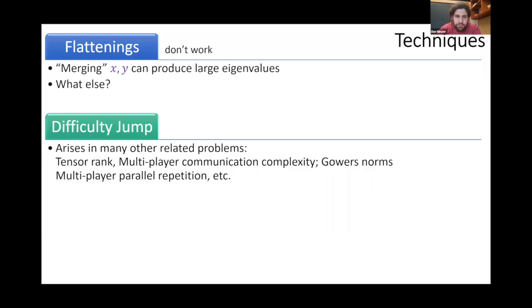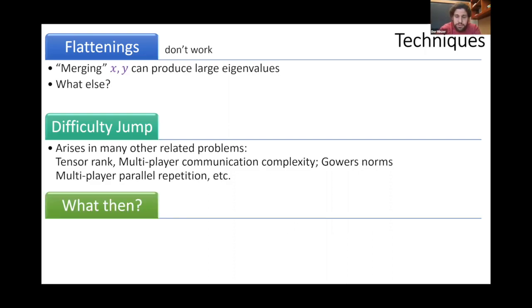And I believe that we heard on Monday about multiplayer parallel repetition, and this also becomes harder in 3-player games. And in fact, we don't really know much about it. So there is this jump in difficulty from 2 to 3, not only from 2-SAT to 3-SAT, but also from these problems that we study. So I told you that many things don't work and that it's very hard in a bunch of different problems.